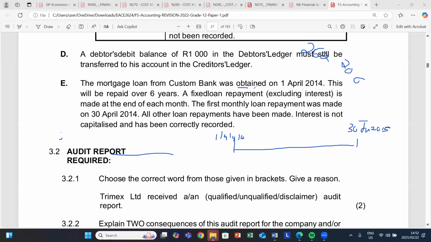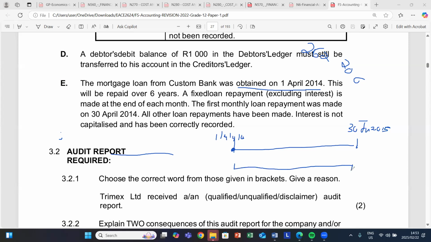They say that the loan was obtained on the 1st of April 2014. The 1st of April does not fall within our financial year, meaning we took the loan a year before, in our previous financial year. Let's draw up our previous financial year to see.